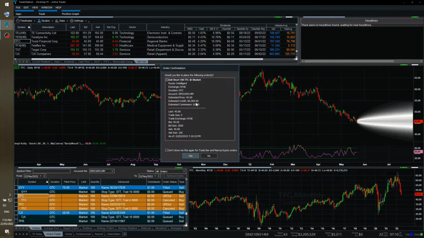when we make the short order, TradeStation will give us 100 shares of TFC, and they help us to sell those 100 shares immediately to an exchange, and then this money will go directly into our account, and it just waits there until hopefully the price of the stock goes down, and then we'll use this money to buy back the 100 shares, give them back to the TradeStation broker, and we will keep the difference as the profit. So I'll click yes.